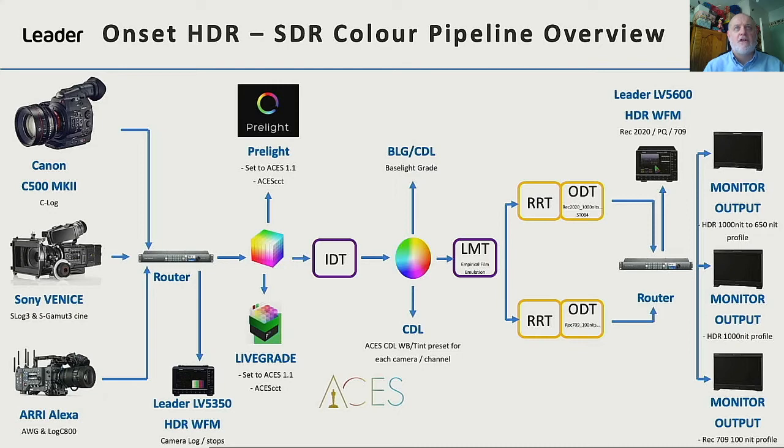Input Device Transform. This process takes the captured image from any ingestible source material and transforms the content into the ACES color space and encoding specifications. The BLGs created in pre-light can now be used during the Baselight grade. The CDLs can be used on other grading systems. Look Modification Transform, LMT, is a specific change in the look that is applied systematically in combination with the Reference Rendering Transform, RRT.